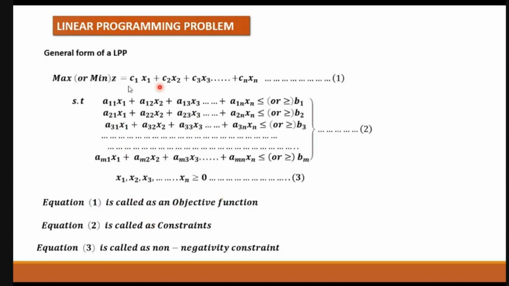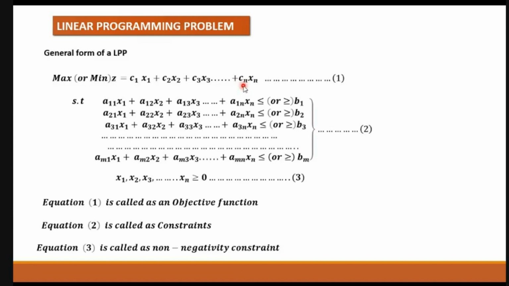So maximize or minimize functions are called as objective function. Equation 2 is called as the constraints. Equation 3, that is all the variables are greater than or equal to 0, is called as a non-negativity constraints. These C1, C2, C3, etc., Cn are called as the cost function. Okay, C1, C2, C3 are called as the cost. B1, B2, B3, etc. The right hand side of each constraint is called as the stipulations. Okay, the right hand side of each constraint is called as stipulation.